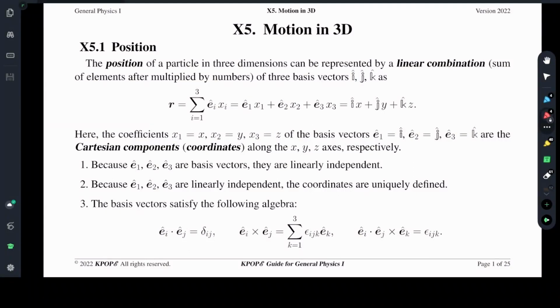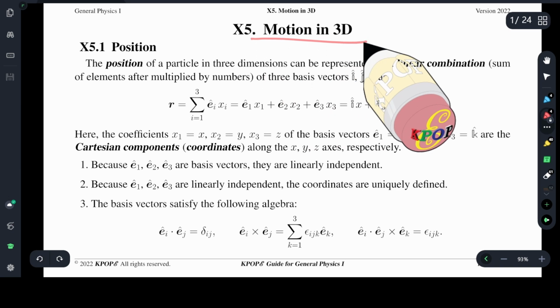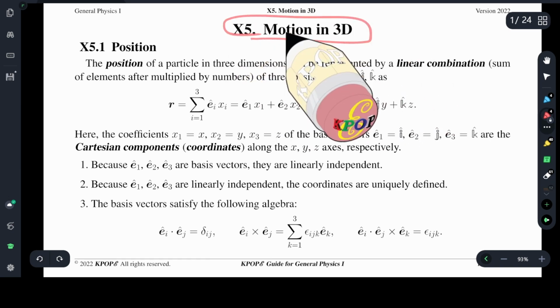Today we study motion in three dimensions. Until now, we have developed a way to describe the position, velocity, and acceleration in terms of the Cartesian coordinates. The Cartesian coordinates have a strong point. It has a merit that all of the axes are perpendicular to each other.